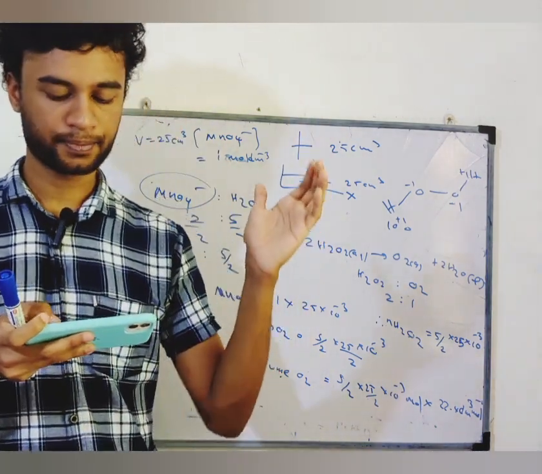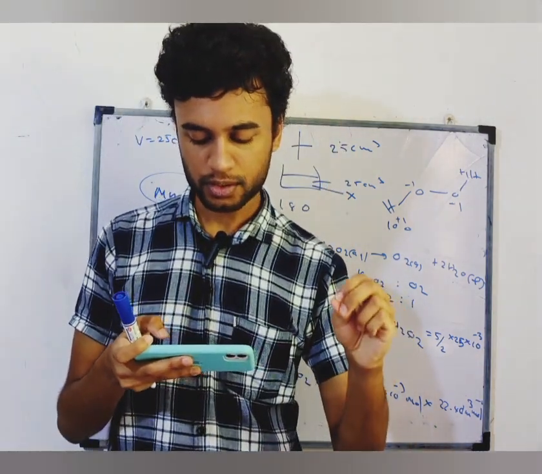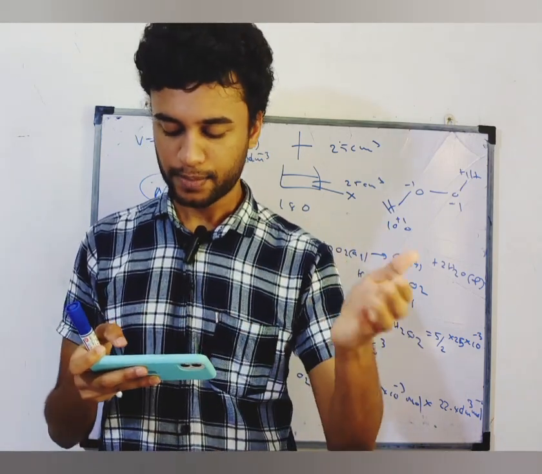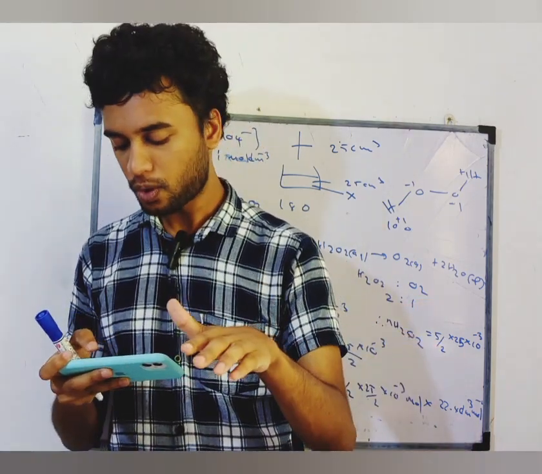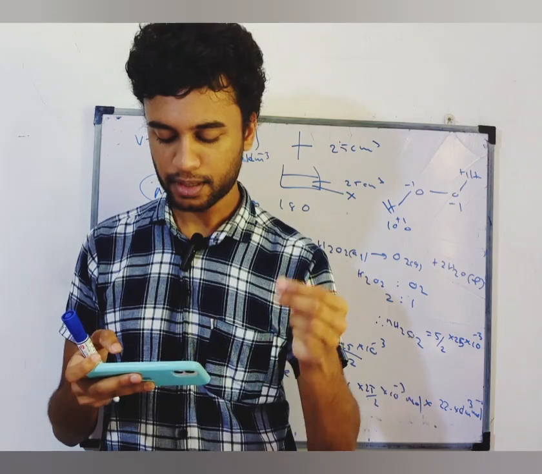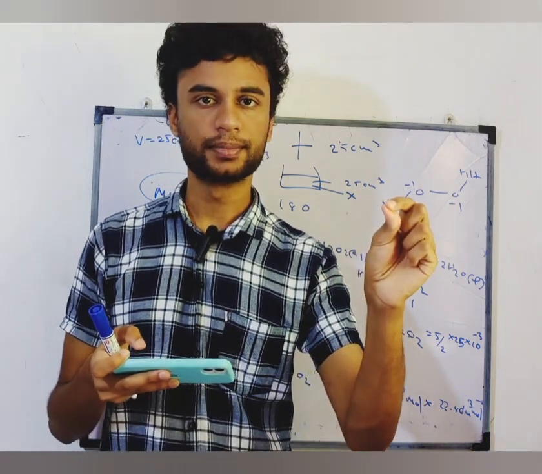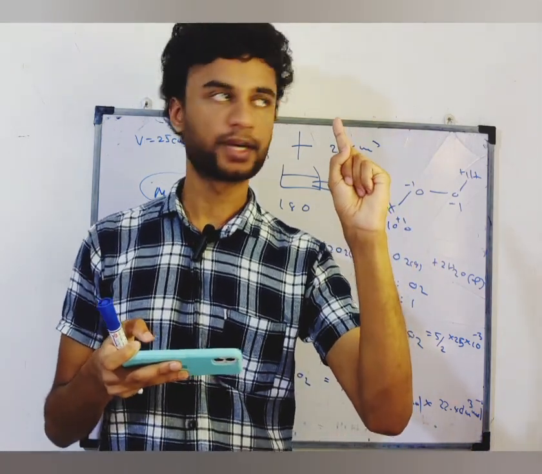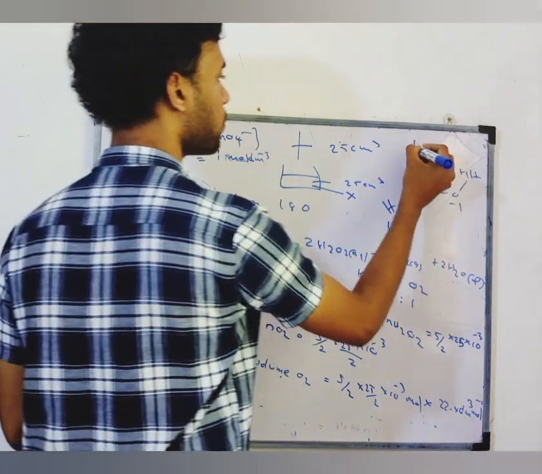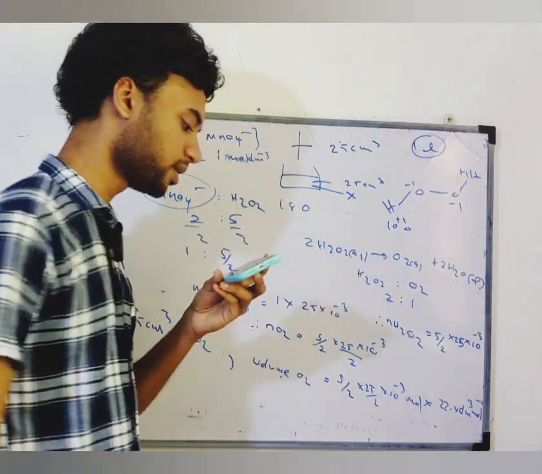But read the question again. The strength of the H2O2 solution can be expressed as the volume of O2 produced at standard temperature and pressure. For example, 1 liter, very important. 1 liter of what?